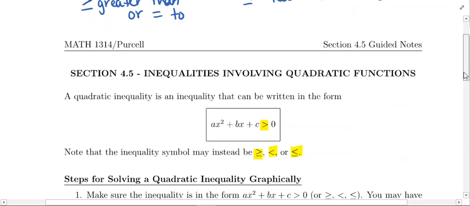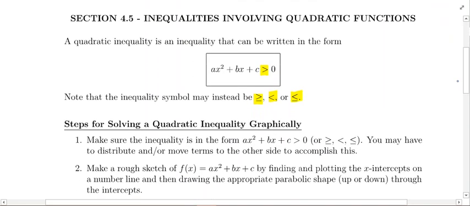Okay, so you're going to have an inequality symbol instead of an equal sign, and you can write the inequality in this format: ax squared plus bx plus c is greater than 0. Of course, it doesn't have to be the greater than symbol. It could be one of the other three inequality symbols.